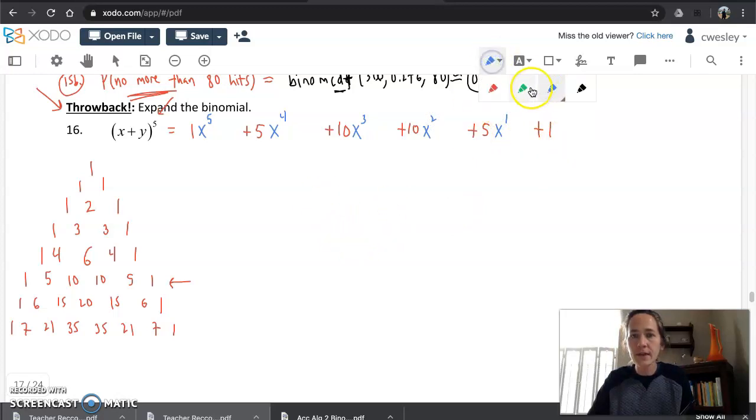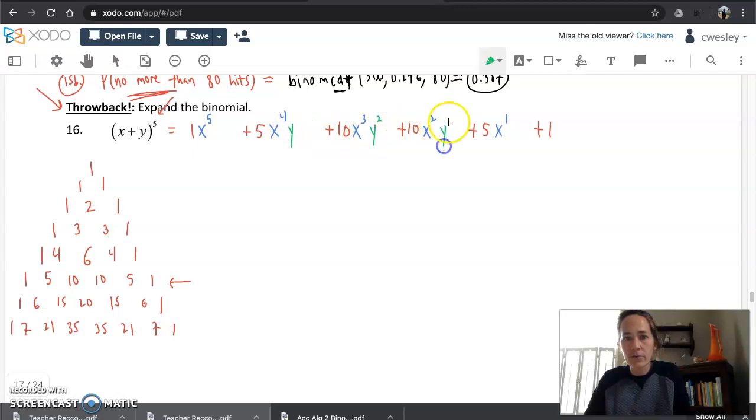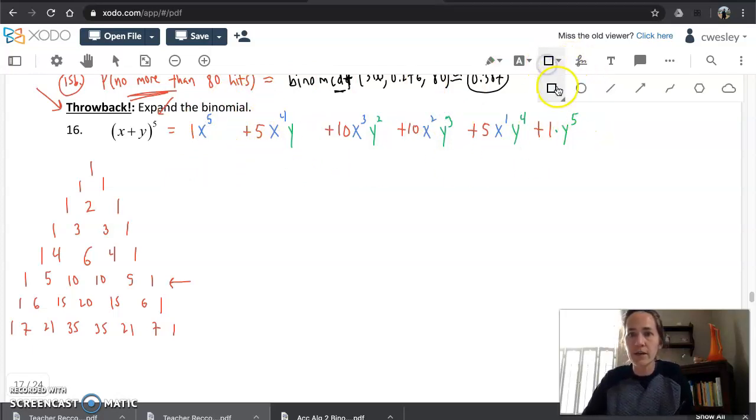And the y's kind of did the opposite. There was y to the 0 in the first term that I'm going to completely leave out. Y to the first, y to the second, y to the third, y to the fourth, and y to the fifth. Now, aside from some ones that I left in here that I can definitely take out to keep it more simplified, this is it for the expansion. This is pretty much what it should look like.